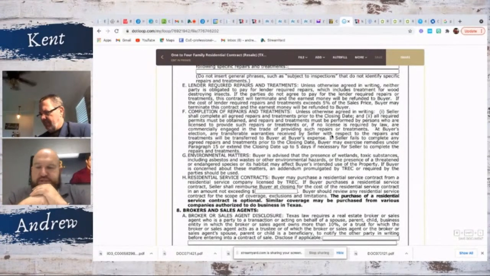Buyer may purchase a residential service contract from a residential service company licensed by the Texas Real Estate Commission. If buyer purchases a residential service contract, seller shall reimburse buyer at closing for the cost of the residential service contract in an amount not to exceed blank. That is negotiable. Buyer shall review any residential service contract for the scope of coverage, exclusions and limitations, and that's bolded. The purchase of a residential service contract is optional. Similar coverage may be purchased from various companies authorized to do business in Texas.